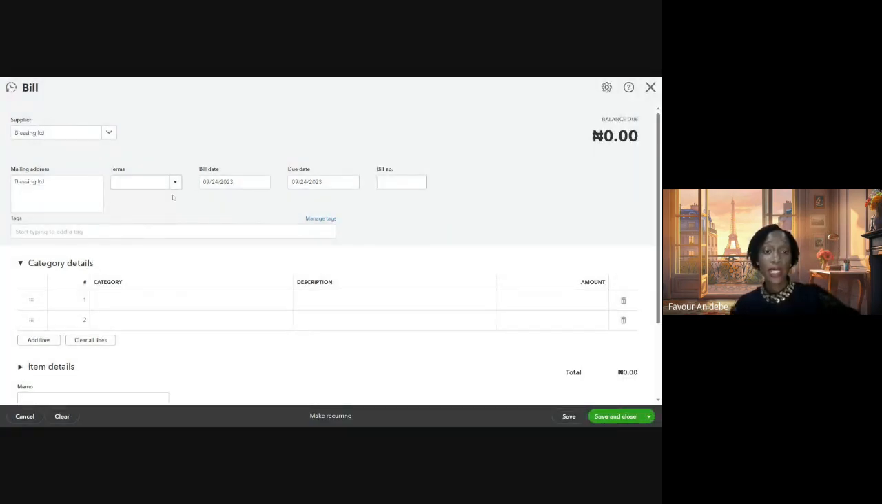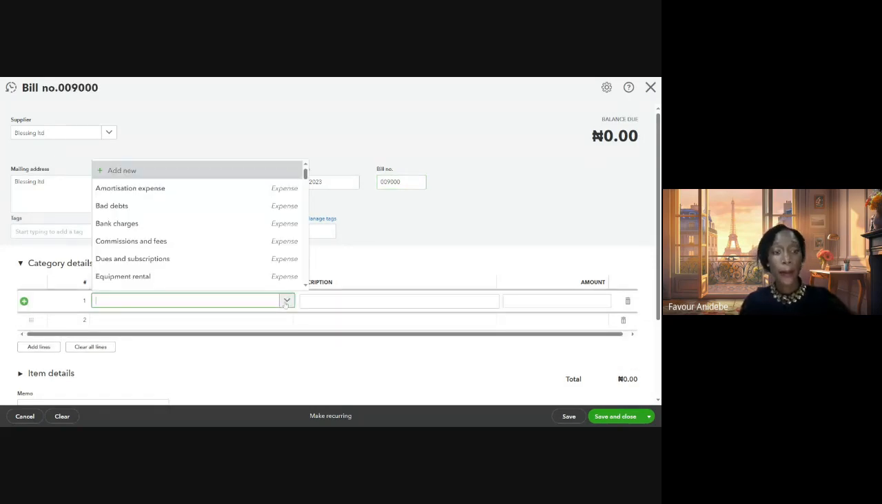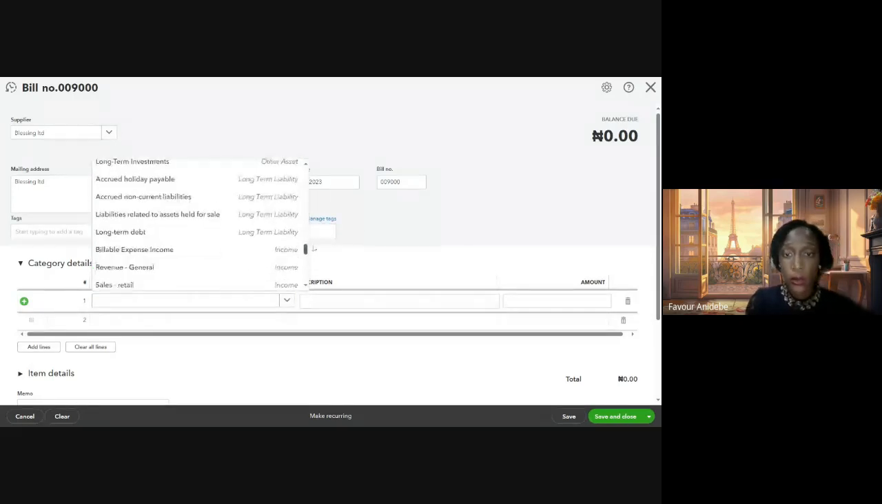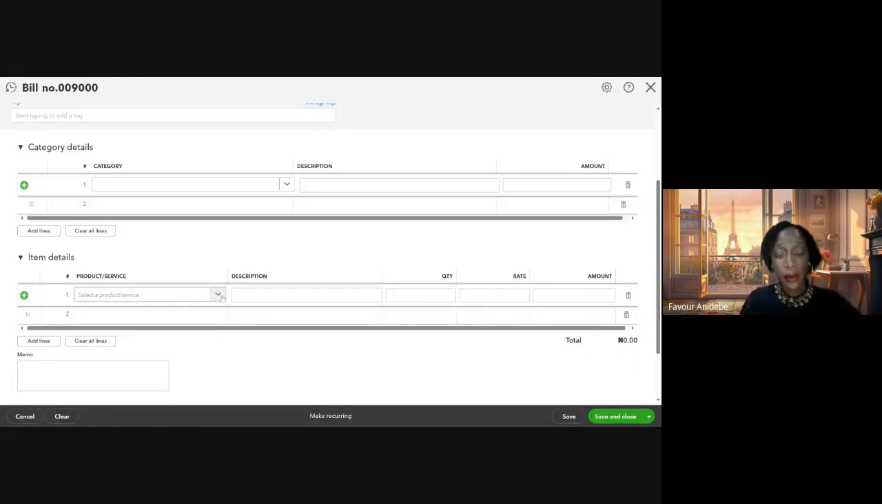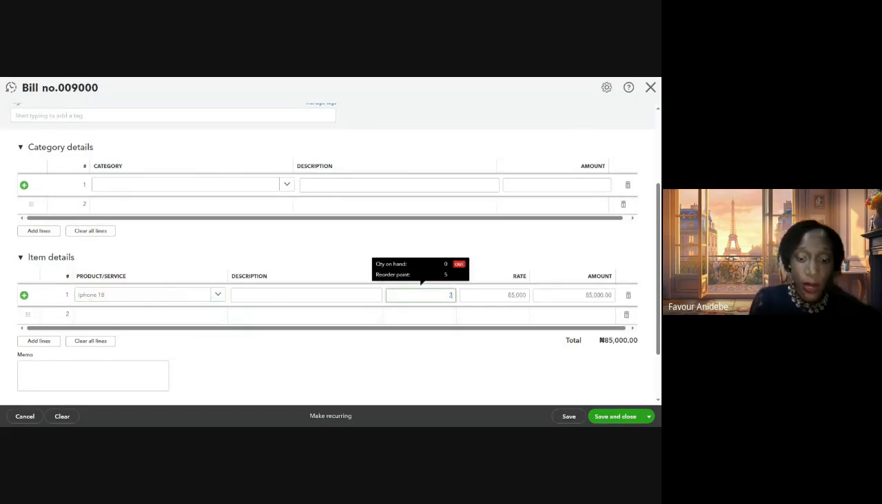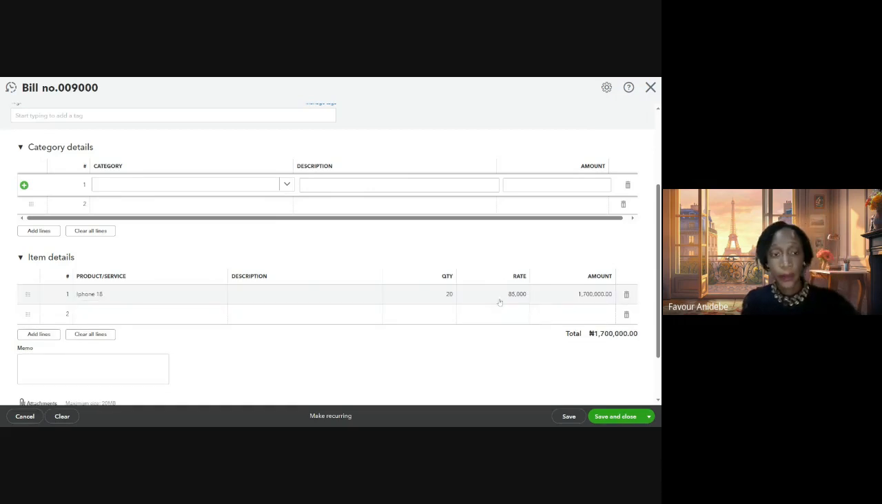So we bought from Blessing Limited. Sometimes suppliers will tell you to pay within 30 days, 60 days, or 15 days. If there's a bill number, you put your bill number. If there's a tag, you put your tag. For here, you just select what you are buying. You select the category, or we can even select the item. So we are buying iPhone 18. How many are we buying? We're buying 20. How much is it? 85,000 naira. Total amount is 1.7 million. So you save and close.